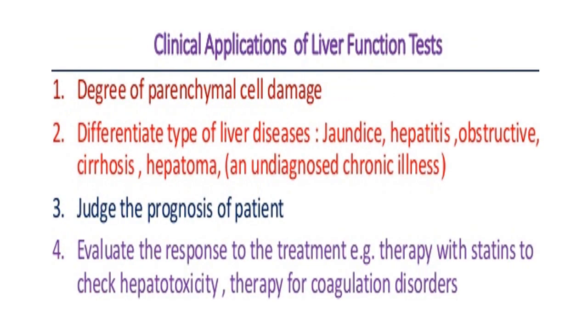Why do we need to do these liver function tests? One is to assess the degree of parenchymal cell damage, and to differentiate the type of liver disease, whether it is jaundice, hepatitis, obstruction or hepatoma. Then to judge the prognosis of the patient. If you have done the liver function test before, you can do it again to find out whether the patient has improved or become worse. If you have given some treatment, then again you do a liver function test to see how it has responded.